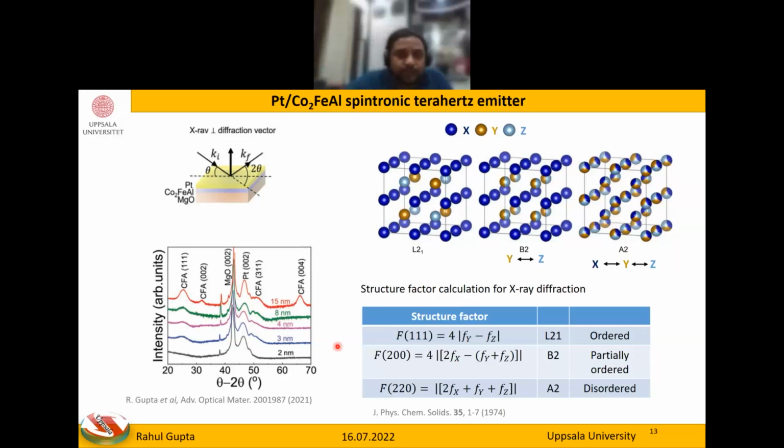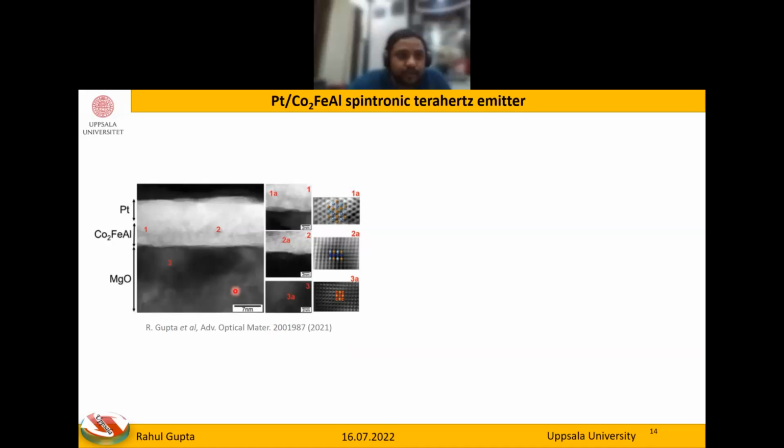This we have also further confirmed with cross-sectional transmission electron microscopy, where you see this is the MgO region and this is the CFA. At region 3 we saw a square lattice, and also at region 2 we saw a square lattice, but in the same material at position 1 we saw a hexagonal lattice. And why does this hexagonal lattice appear?